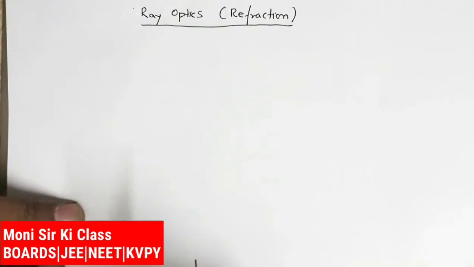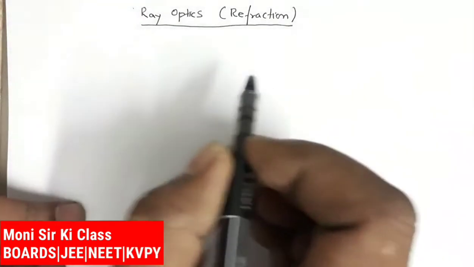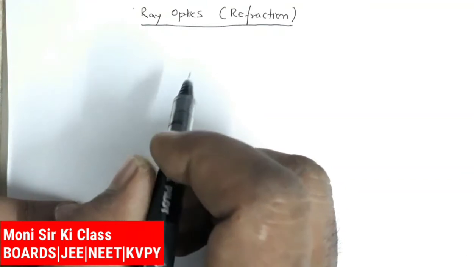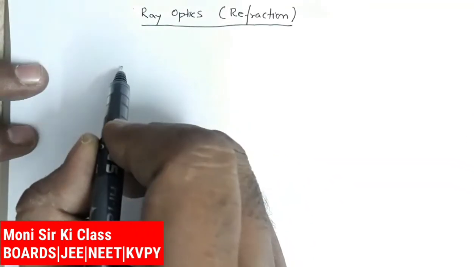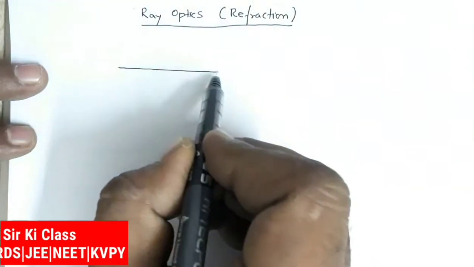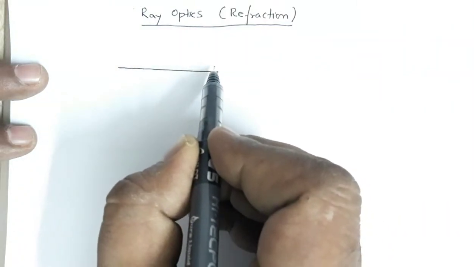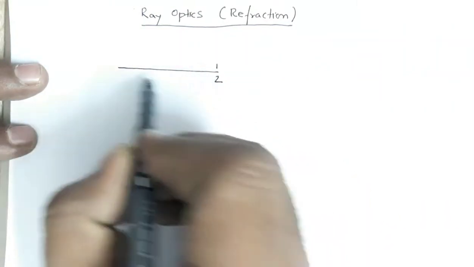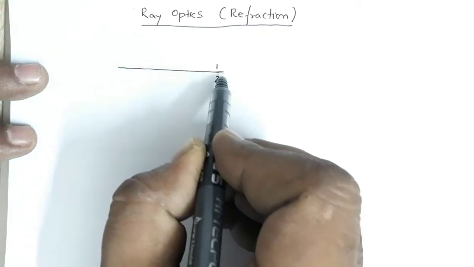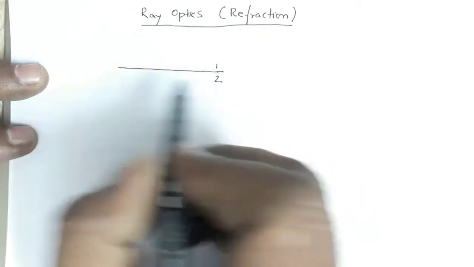Now in this video I am going to give a brief introduction on the topic refraction from the chapter ray optics. Now as we know that if we have two different medium, suppose this is medium 1 and this is medium 2 and this line represents the interface of these two medium.